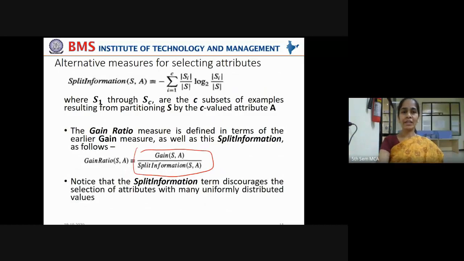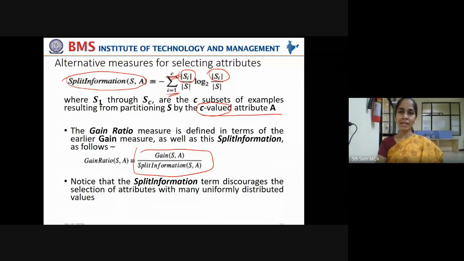Okay, now let us first see where S1 through SC are the C subsets of examples resulting from partitioning S by the C valued attribute A. C valued attribute means, say A is dates in March. How many values will C have? 31 values. Now, when there are 31 values, this SI will increase so much, right? When this SI increases so much, entropy also will increase. When entropy increases, split information will increase.